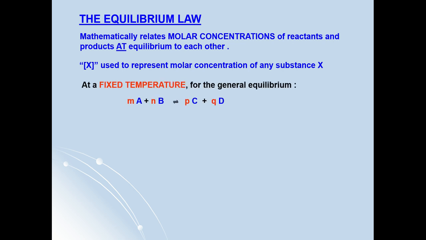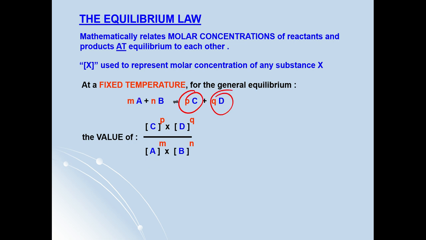Okay, so for example, if we had a simple equation of m moles of A reacting with n moles of B to give us p moles of C and q moles of D, that would give us what we call an equilibrium expression or a Kc expression as so. So we're looking at the relative molar quantities of products compared to our reactants, essentially. Okay, and that is a constant at a particular temperature.